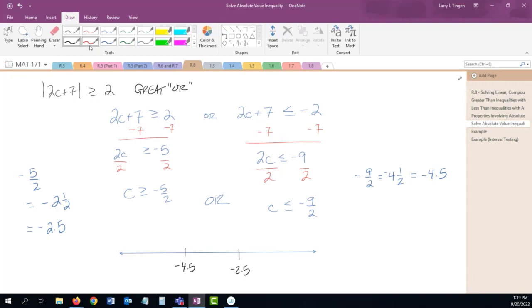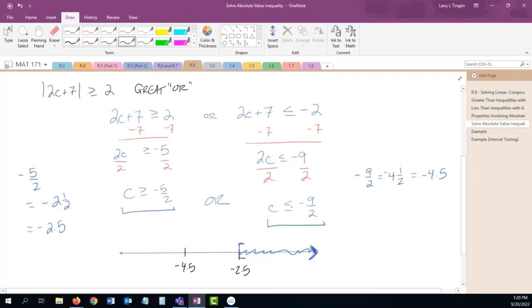Now the question is where do these go? Which direction are we going in? C is greater than or equal to -5/2. That's the -2.5. That's going to correspond to everything to the right of -2.5. And does it include the -2.5 or does it not include it? Yes or no? Yes, it does. All right, so it is included, which means this gets a bracket.